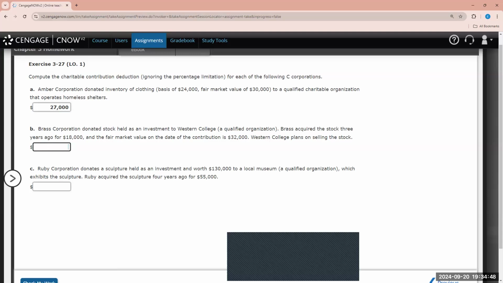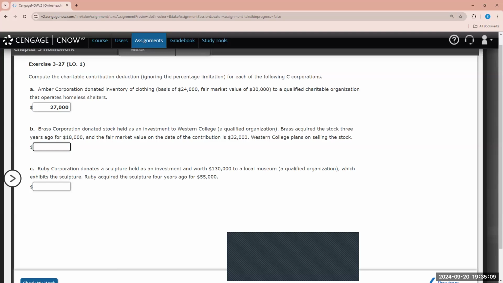For B, it says Brass Corporation donated stock held as an investment to Western College, a qualified organization. Brass acquired the stock 3 years ago for $18,000, and the fair market value on the date of the contribution is $32,000. Western College plans on selling the stock.